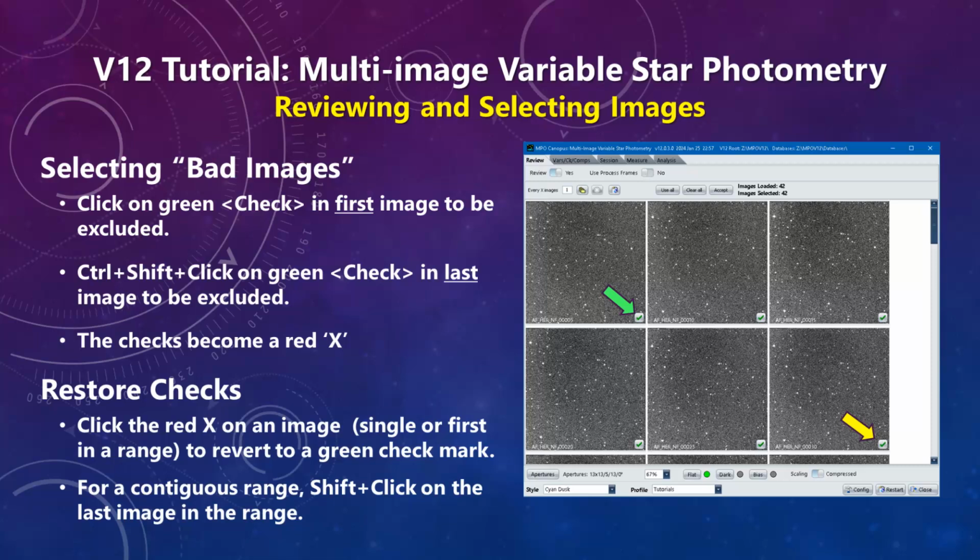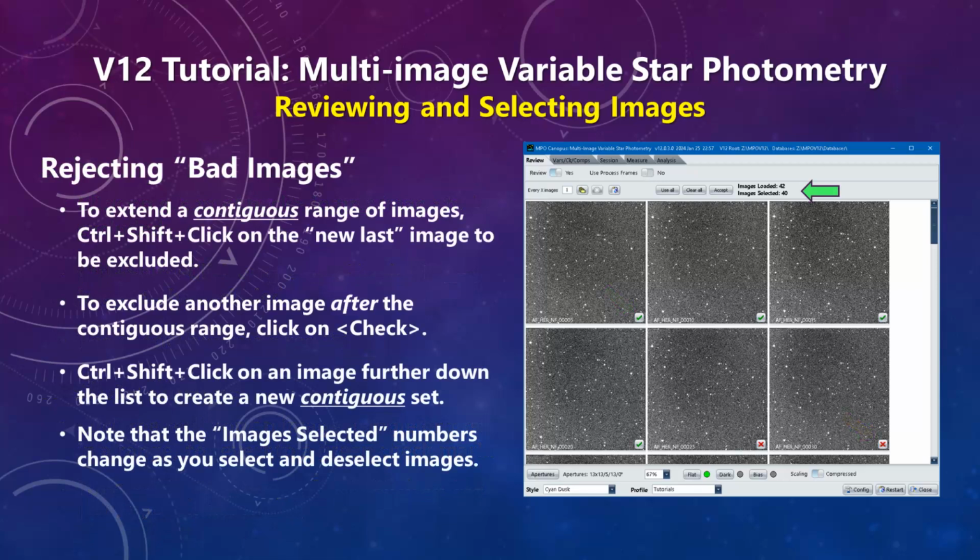Click on the red X of an image to restore it to a green check mark. Should the image be the first in a contiguous range of images to be restored, Shift plus click on the last image of the range. The red X buttons revert to a green check mark.